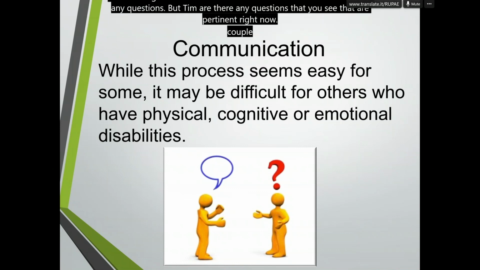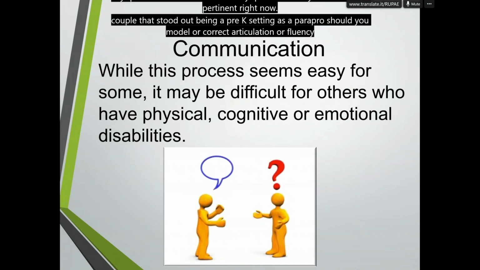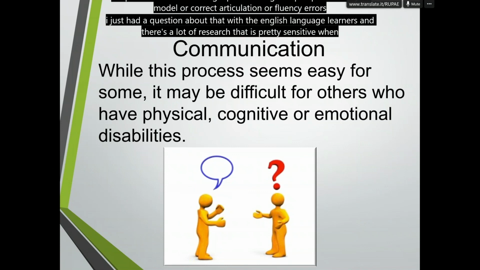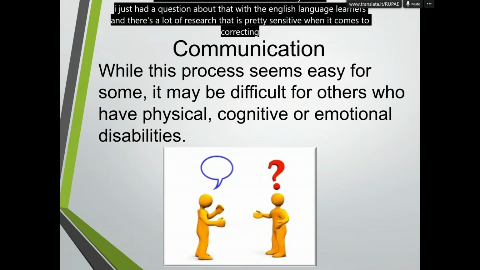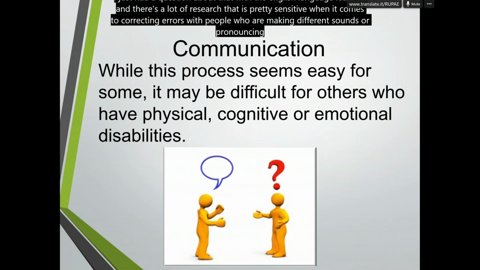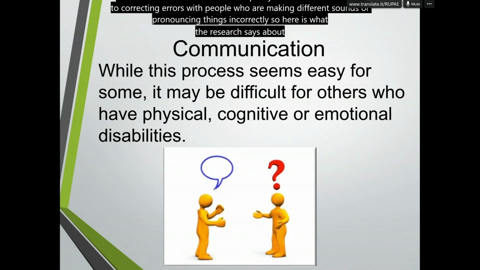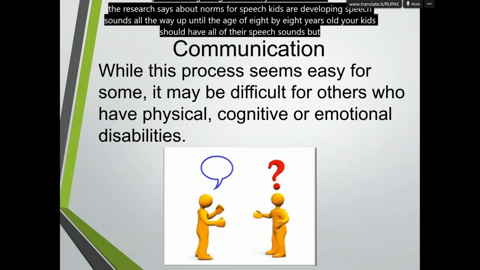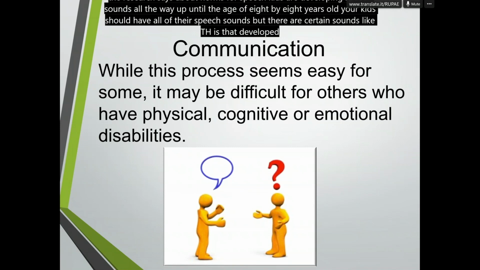In a pre-K setting as a parapro, should you model or correct articulation or fluency errors? I just had a question about that with English language learners, and there's a lot of research that is pretty sensitive when it comes to correcting errors with people who are making different sounds or pronouncing things incorrectly. So here is what the research says about norms for speech. Kids are developing speech sounds all the way up until the age of 8. By 8 years old, your kid should have all of their speech sounds. But there are certain sounds like THs that develop later. Like 8, I think, is the norm for THs.